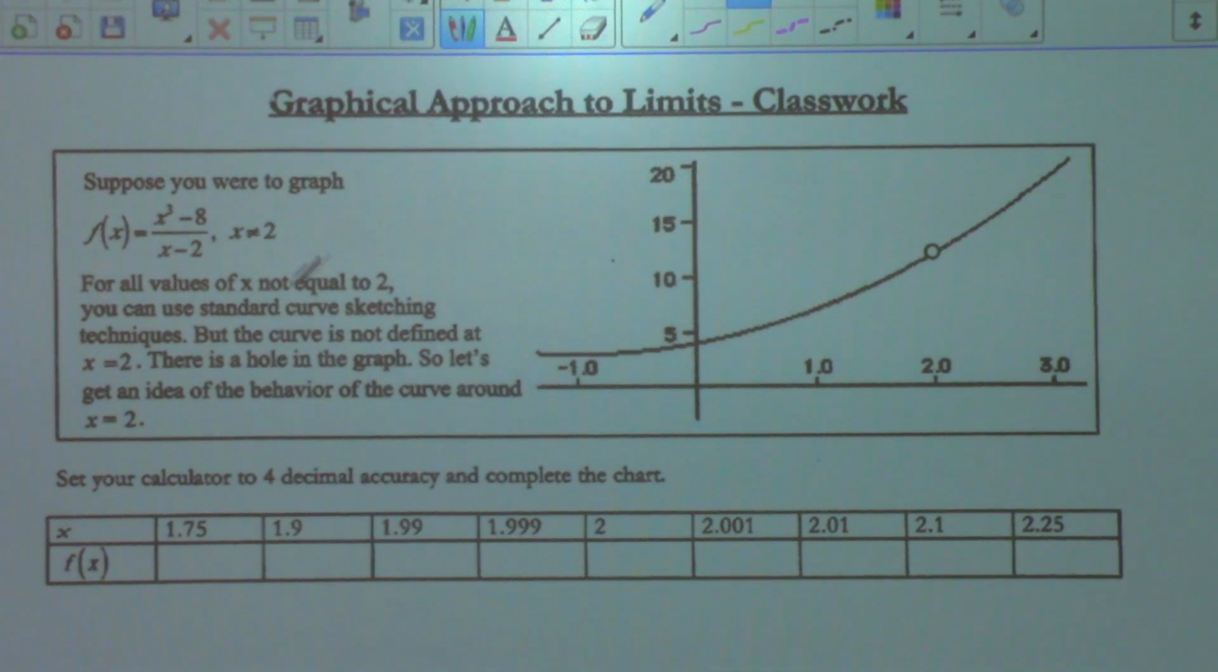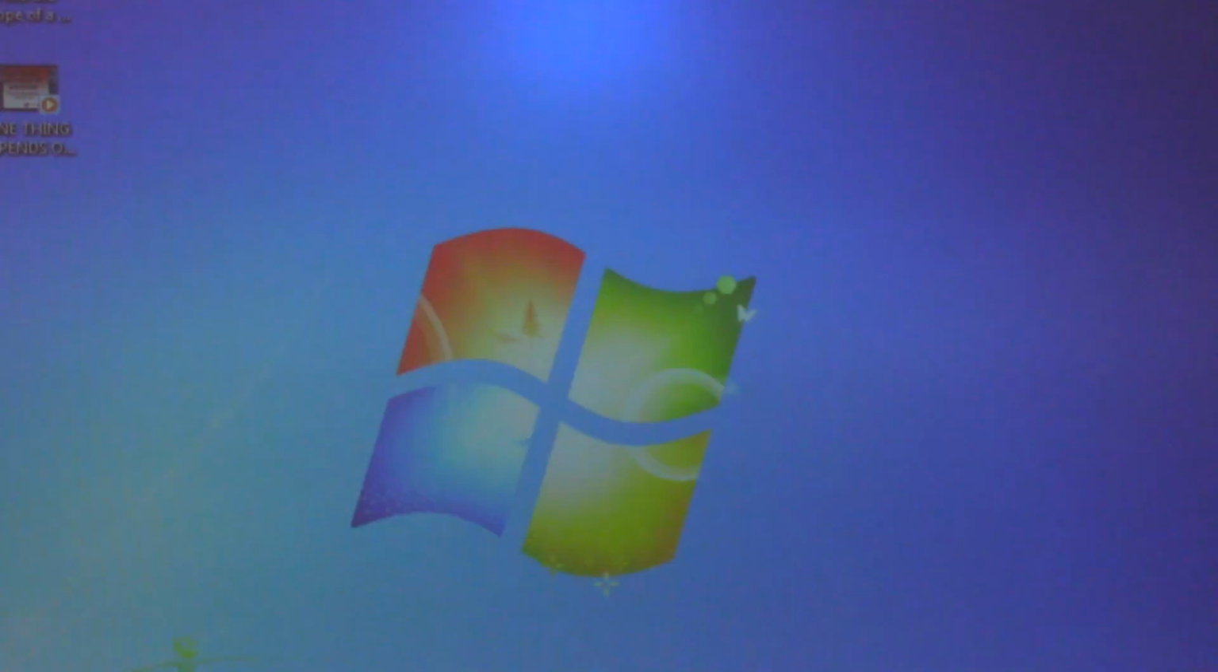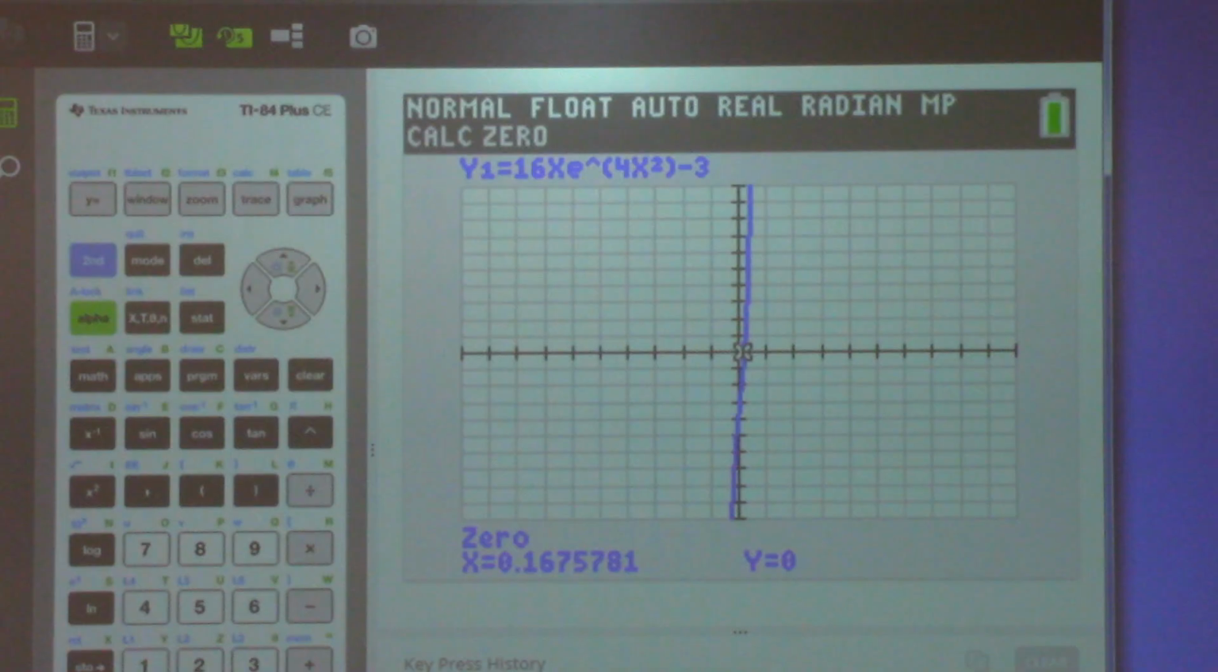So what I want you to do is to put this equation in your calculator, and then I want you to fill out this table. Does everybody know how to do that? Anybody not know how to do that? You know how to set the four decimal places? Yes. You want me to show you that? Yeah, show me. Okay, I'll be happy to show you.